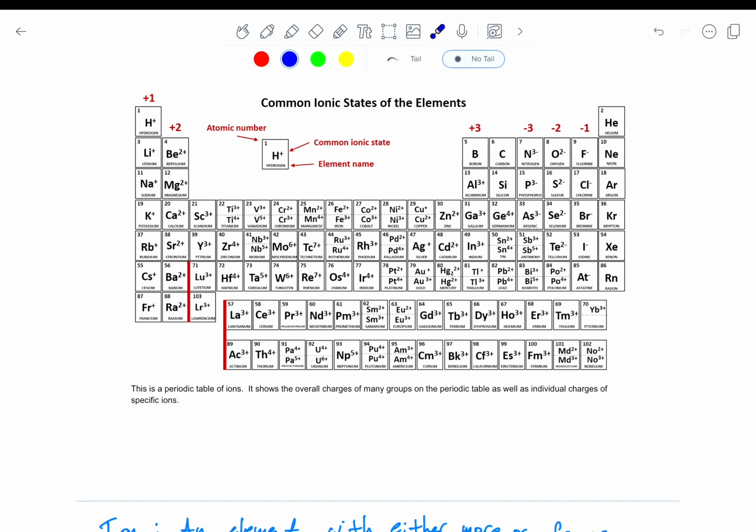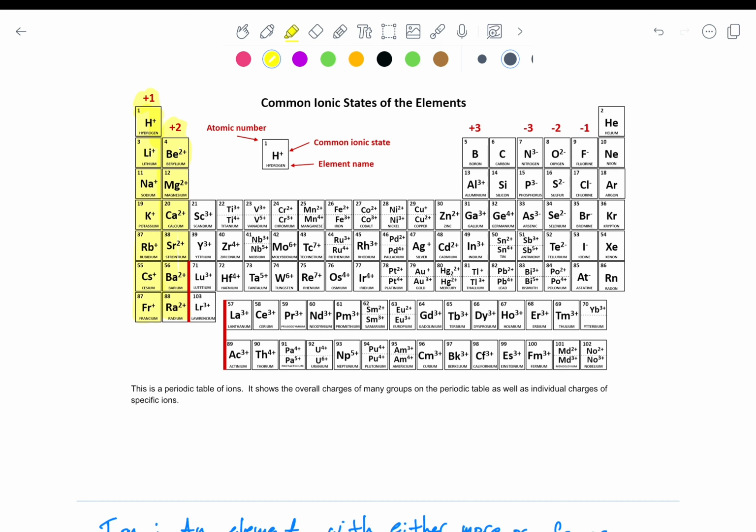For instance, let's highlight this in yellow. Everything in this column has a charge of +1. Everything in this column has a charge of +2, because that's what it tells us right up here. I'm going to go ahead and color those in as well, and I would love it if you colored these in because I think it's helpful.